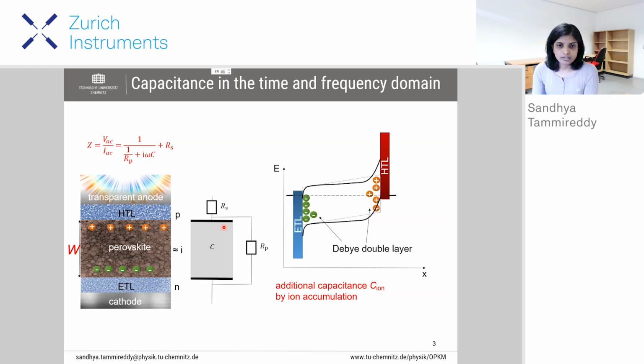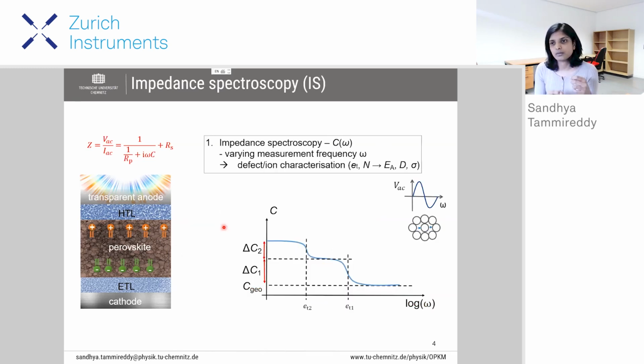Not only the geometry of the device contributes to the capacitance, but also the moving charges. So you can detect the ionic defect signal by varying the frequency, because you vary the field and the corresponding ionic defects will also follow the field. If they follow the field, you would be able to detect it in your capacitance frequency signal. So that's what we do. We vary the field by varying the frequency.